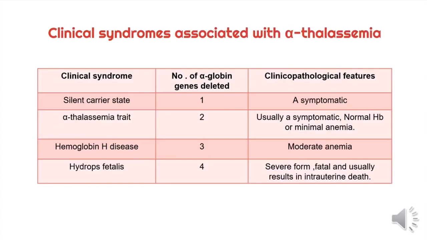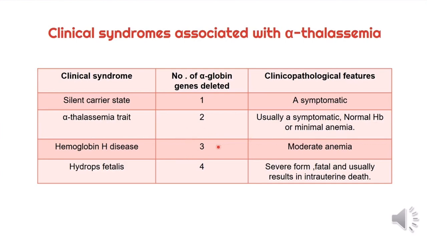So as a result, we have clinical syndromes depending on the number of the alpha globin genes deleted. If one gene is deleted, this will result in silent carrier state, and those individuals will be asymptomatic. They will have no symptoms. If two alpha genes are deleted, this will result in alpha thalassemia trait, and those individuals are usually asymptomatic, they have normal hemoglobin, or they will have a minimal anemia.